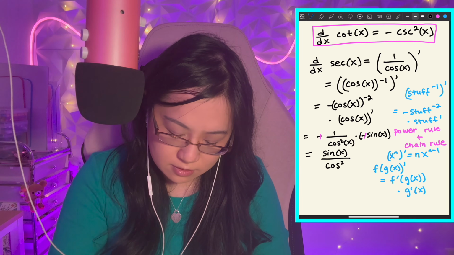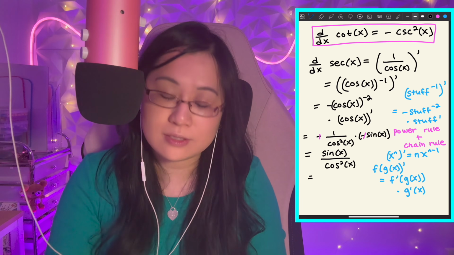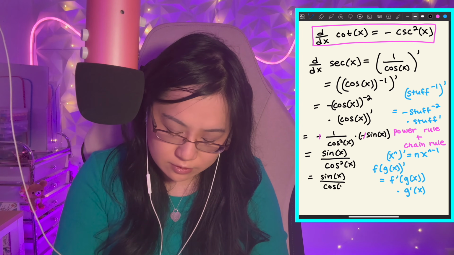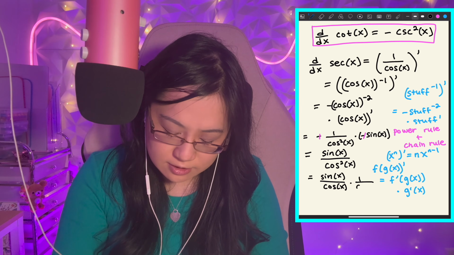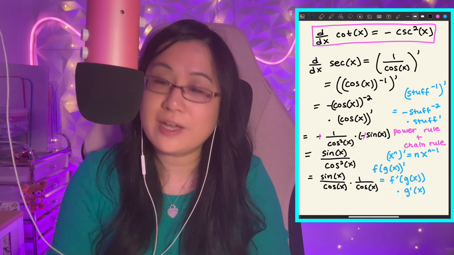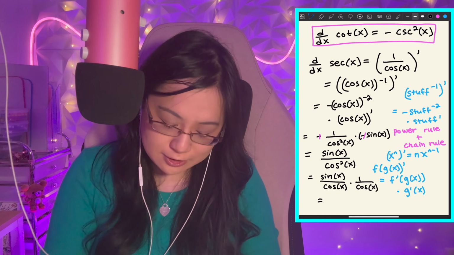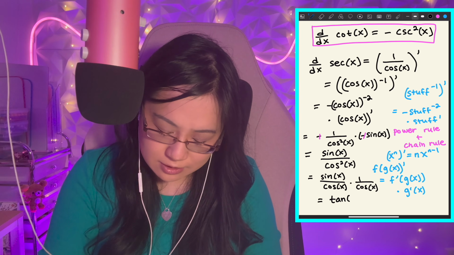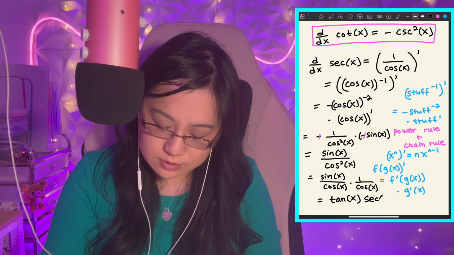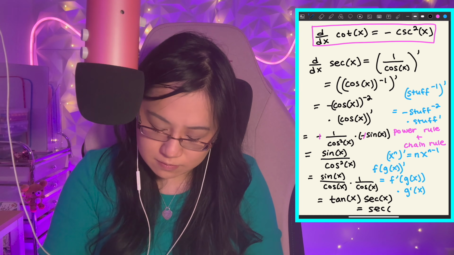Okay, so what do we do with that? We could just leave it, but we can also break this out a little bit. So we can do sine x over cosine x times 1 over cosine x. The reason I want to do that is because these are, by definition, some trig functions. Sine over cosine is tangent, and 1 over cosine is secant. So that is our derivative, and usually we write it the other way.